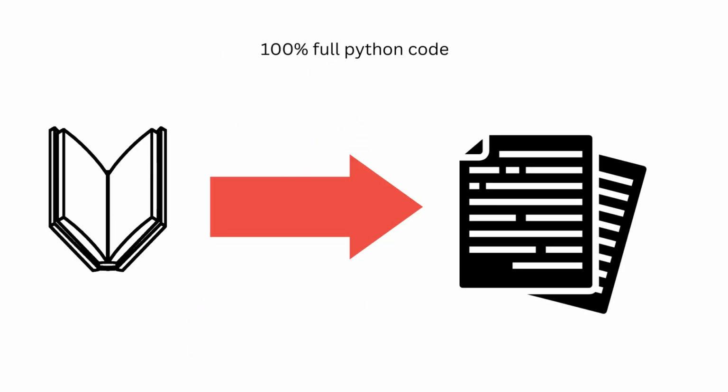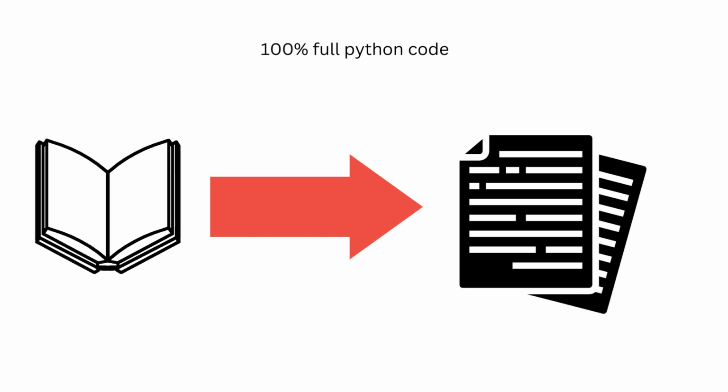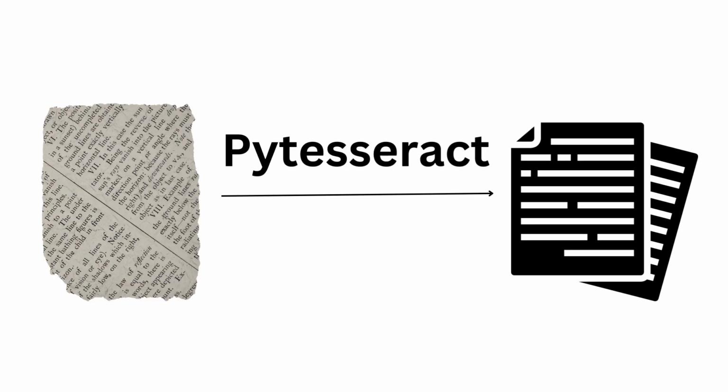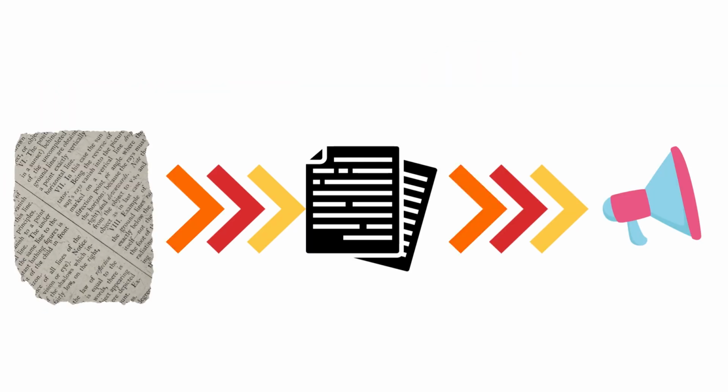Hello and welcome to this tutorial on how to extract text from an image using Python in just 5 minutes. In this video, we will be using the Pytesseract library, which is an optical character recognition (OCR) tool for Python. This library can be used to extract text from images and convert it into a string.